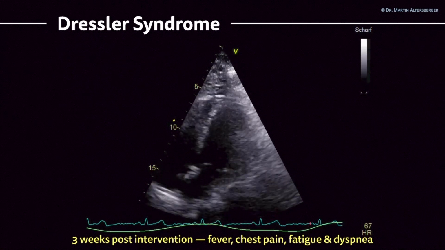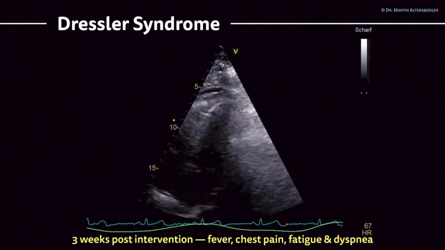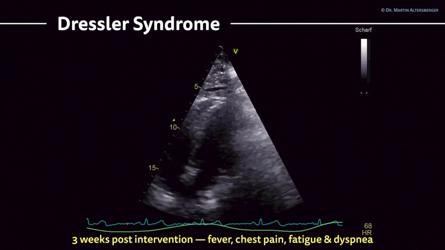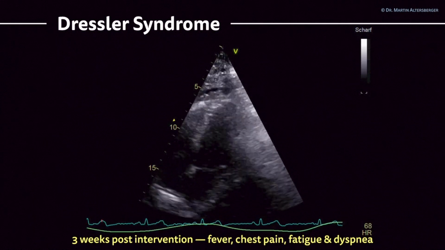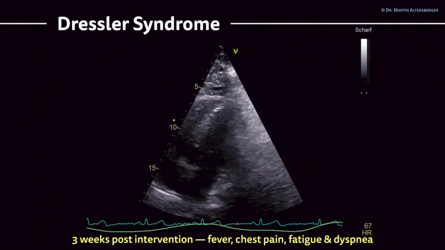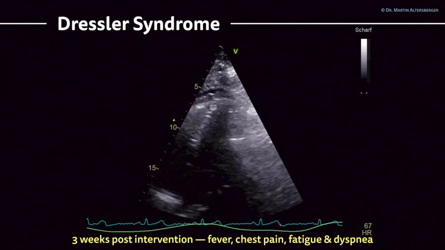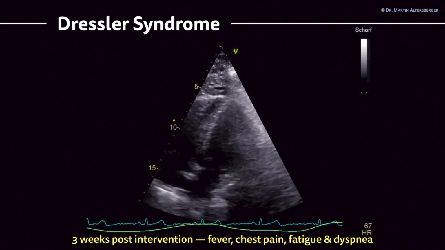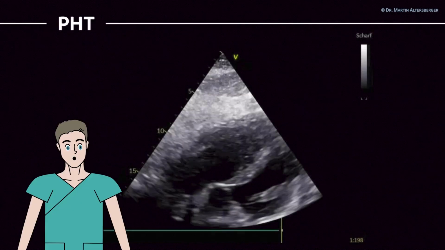So you see this pericardial effusion, it's definitely not large, but this patient had an intervention, a cardiac intervention, and after 3 weeks presented with fever, chest pain, fatigue, and also dyspnea. So in combination with this imaging, the diagnosis of a Dressler syndrome was established, and after treatment, the patient felt way better in a very short period of time.